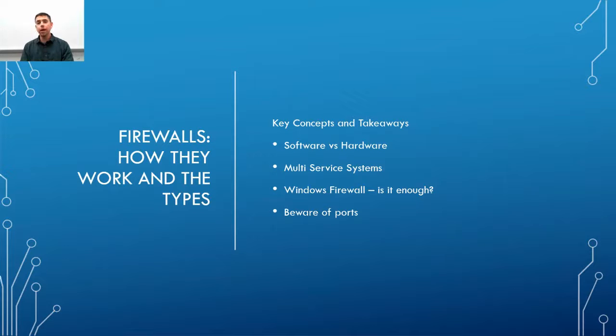Oftentimes, companies will employ both software and hardware, such as that hardware firewall does have software on it. It has its own little operating system and so forth that can be used. But then a lot of times, companies will purchase both hardware and then they'll have a software version also. It gives them more flexibility and provides different layers of protection. So if the hardware version were to be breached, there's still the software version to go through.